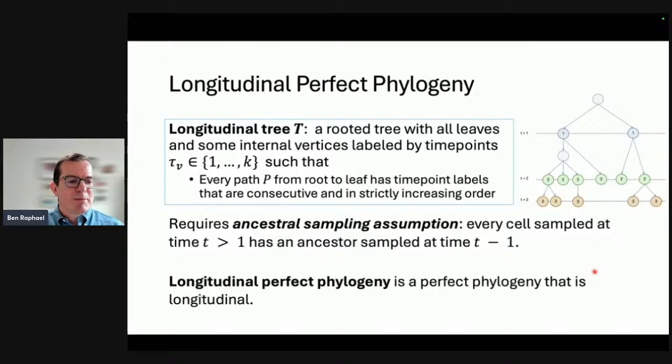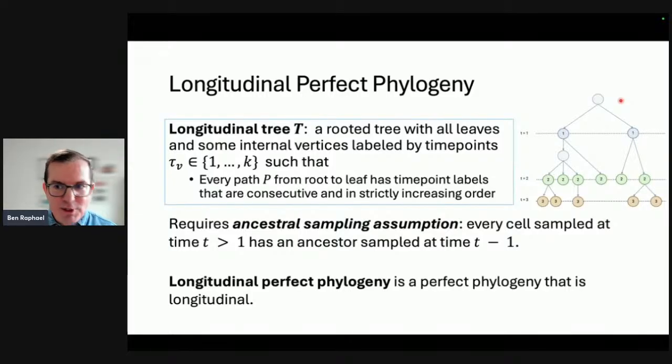And then we can describe what a longitudinal perfect phylogeny is. It's a perfect phylogeny. So that's, again, the condition that I showed where every mutation happens only once. There's no homoplasy. There's this 0-1 matrix. But then in addition, we have this condition on the time points of the corresponding tree. Okay, so that's the setup. That's the definition. And now we can ask, could we find a longitudinal perfect phylogeny given this data?